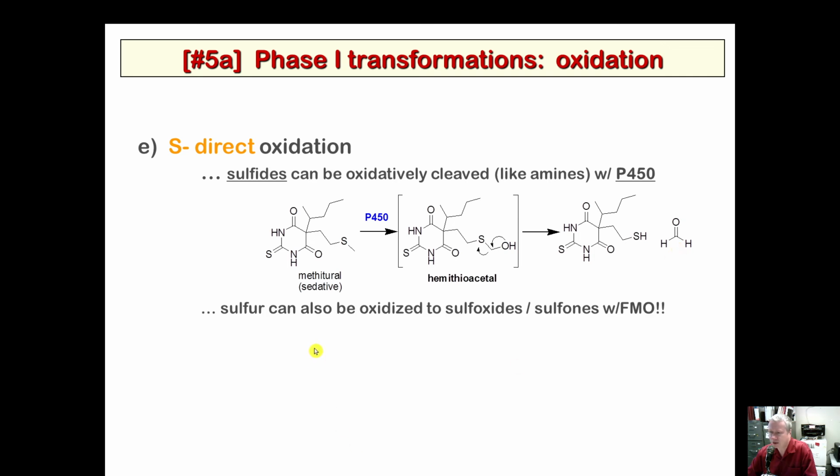But it can also do direct oxidation with FMO, just like the nitrogen was doing.